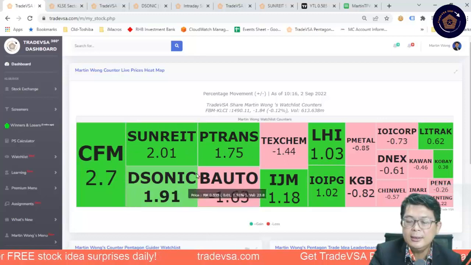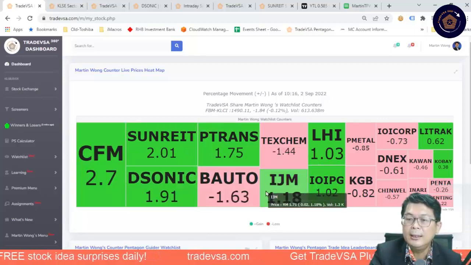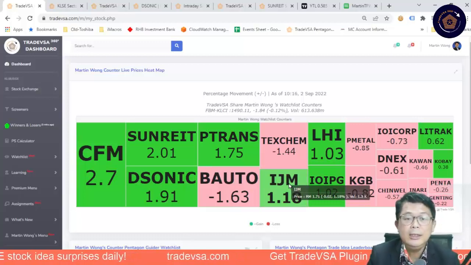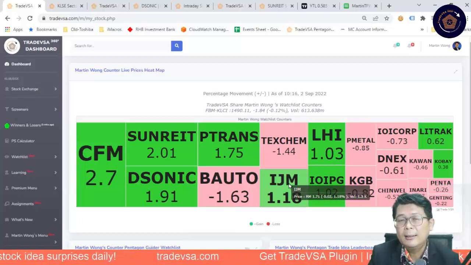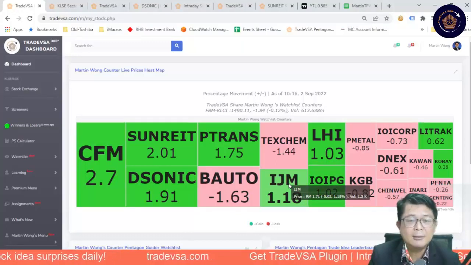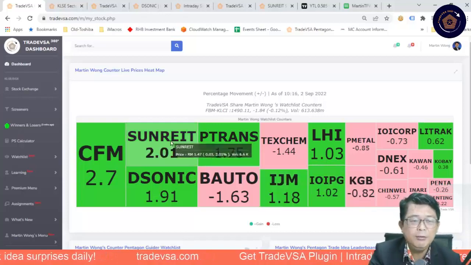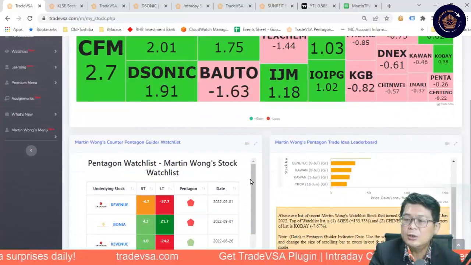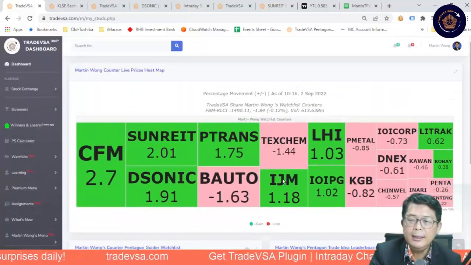CFM, Sunway, REITs, D-Sonic, it's up this morning in here. Market still holding up in here. This is only due to the overall GE15. That's my take anyway. If it's not for GE15, I think the KLCI will just follow like many of the other stocks that we've seen so far in here.